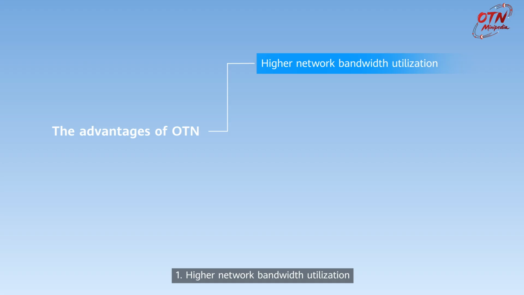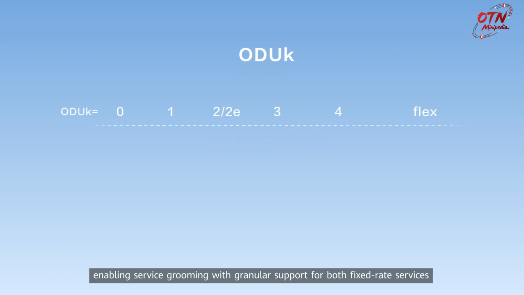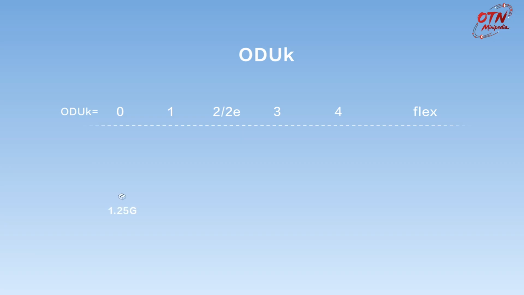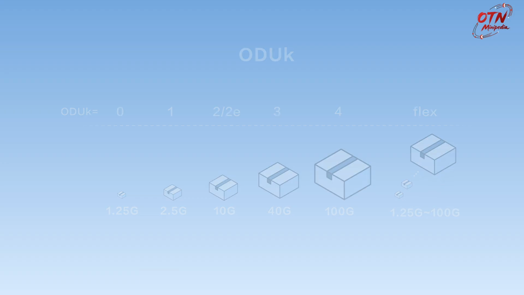1. Higher network bandwidth utilization. OTN introduces the concept of ODUK-level cross-connection, enabling service grooming with granular support for both fixed-rate services 1.25G, 2.5G, 10G, 40G, and 100G, and flexible rate services ranging from 1.25G to 100G.